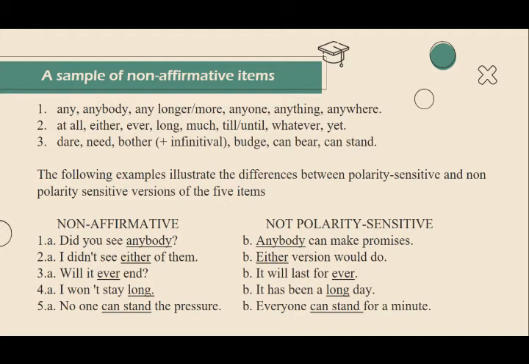For example, anybody can make promises. Either version would do. It will last forever. It has been a long day. Everyone can stand for a minute. The non-affirmative items here are anybody, either, ever, long, and can stand. Not polarity sensitive, they have positive orientation.